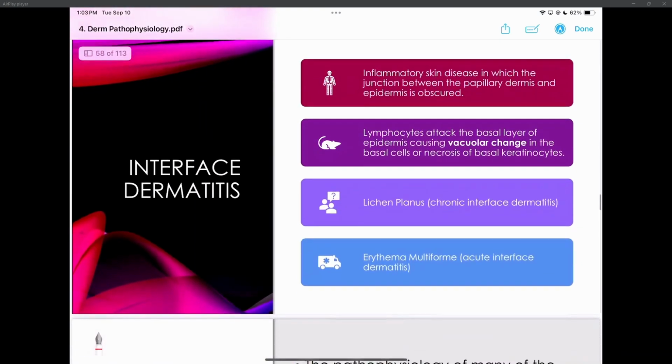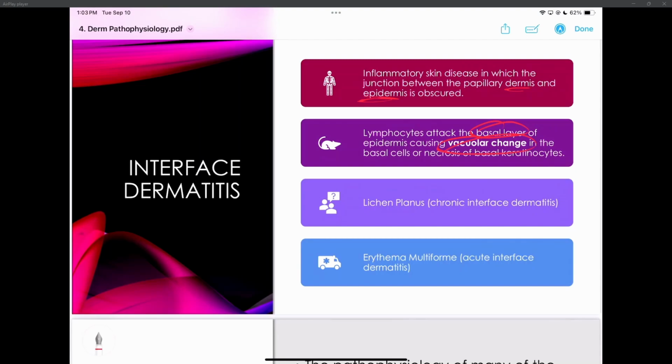The next one is interface dermatitis. And this is interface because the interface between the dermis and the epidermis is obscured. Remember, we have that nice layer there, that basement membrane between the epidermis and the dermis. That's all obliterated now. Lymphocytes attack the basal layer of the epidermis, causing vacuolar change. What is a vacuole? It's an empty space, like a vacuum. So we'll talk about vacuoles in a second.